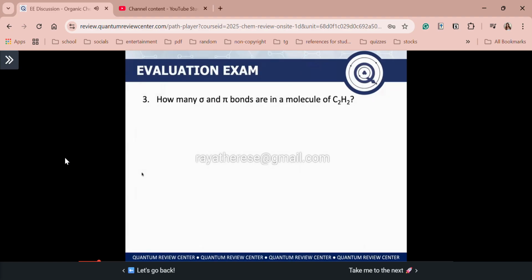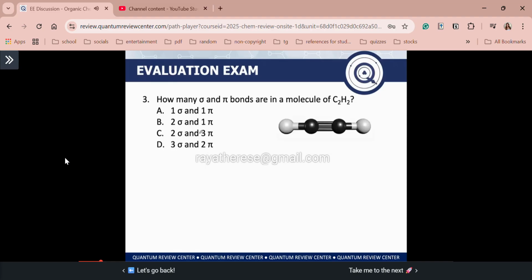How many sigma and pi bonds are in a molecule of C2H2? Sir, parang alkyne din yan. Class, here are the choices. Oh, actually, very good assumption. This is an alkyne. So it follows the general formula for your alkyne. This is our simplest alkyne, si acetylene or, of course, si ethine. Class, ito po ang balancing model ni ethine. Remember, for the CH bonds here, we have sigma bonds. So correspondingly, we have 2 sigma bonds.